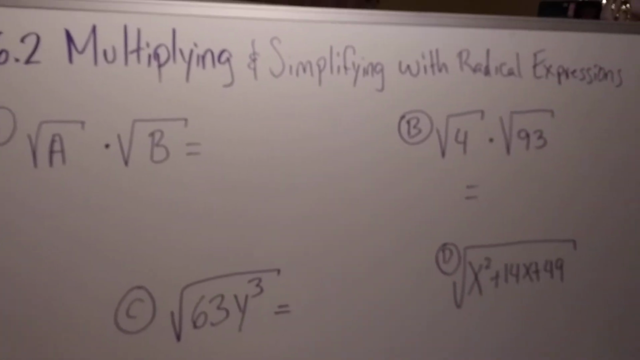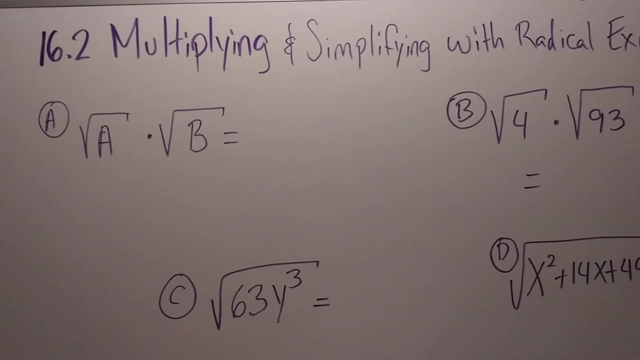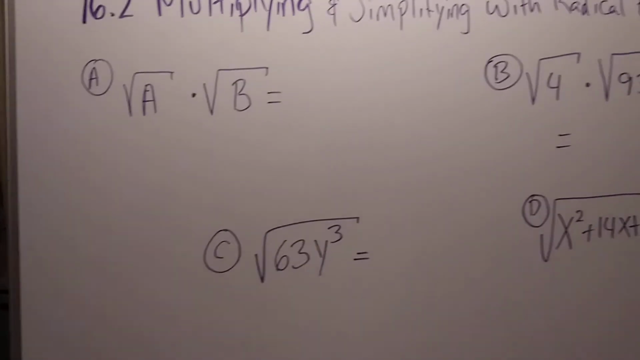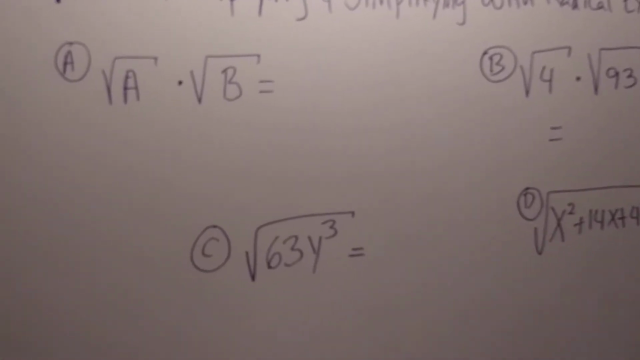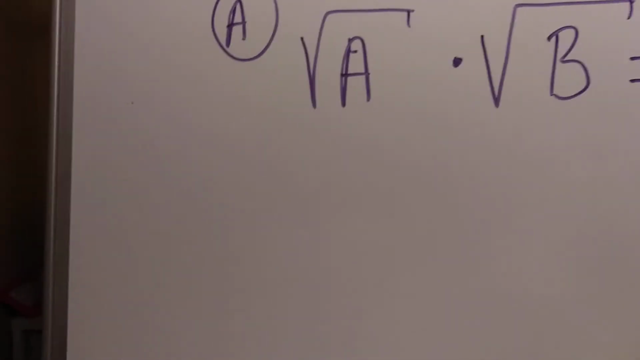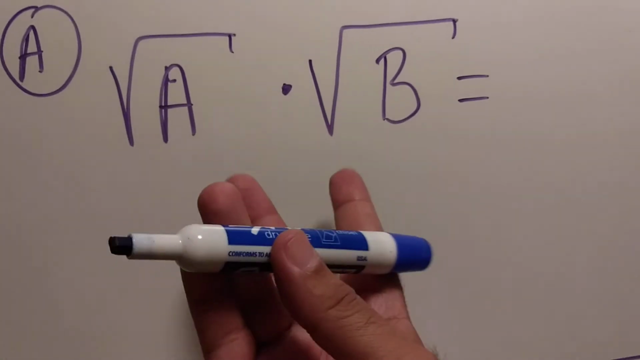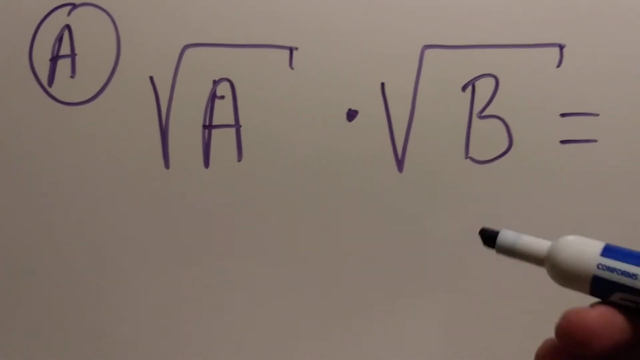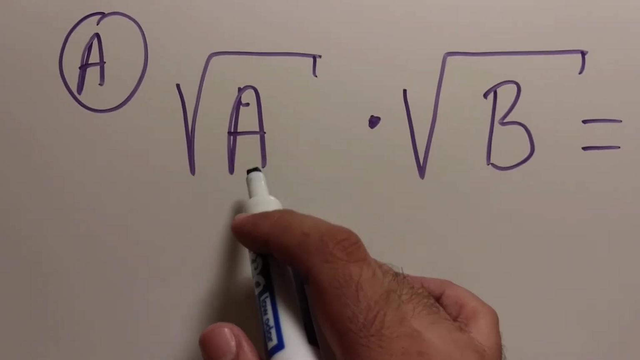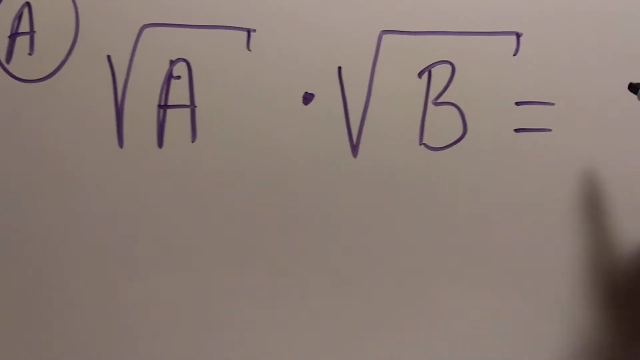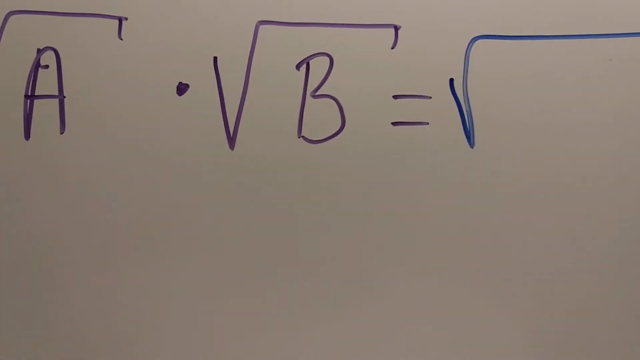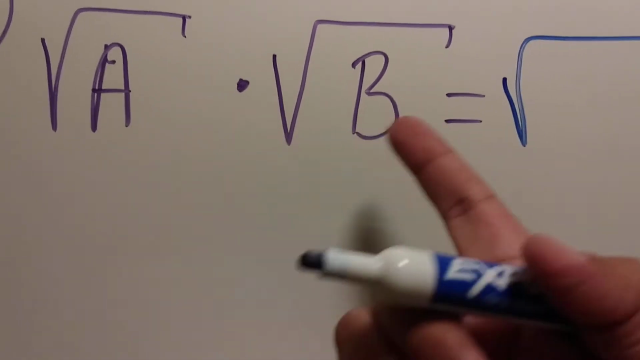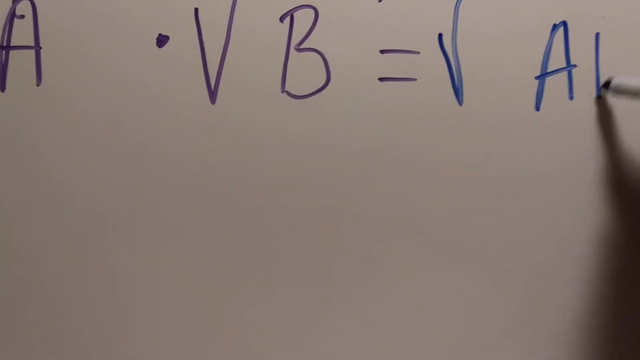Okay, so here we have section 16.2, which deals with multiplying and also simplifying radical expressions. I have a few examples here that I'm going to go over with you so you can see what I mean. When you multiply two variables or two numbers that are both inside a square root, it is very safe to multiply whatever terms are inside and place them together under a single square root. So for example, in this case, we're multiplying a times b, so your answer would be the square root of ab.